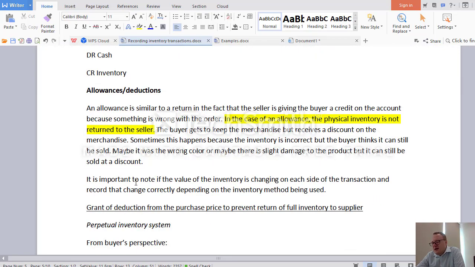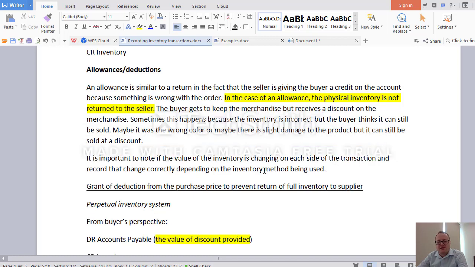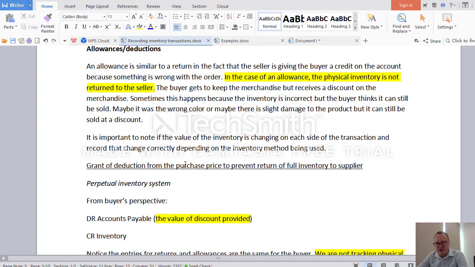Then another thing that may happen to inventory is an allowance or deduction. In this case, if you're not happy with inventory, you can return it. And the returns, we looked at them already. But alternatively, you may keep this inventory item, but since you don't like a particular feature of it, you may ask for a deduction. The physical inventory is not returned to the seller in this case. So let's look first at the grant of a deduction from the purchase price to prevent return of full inventory to the supplier.